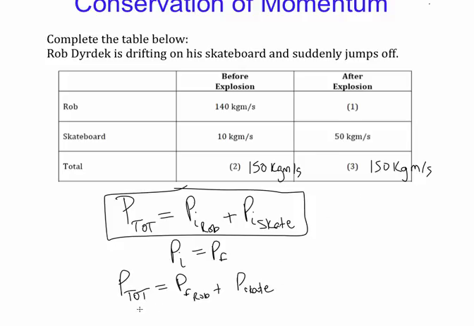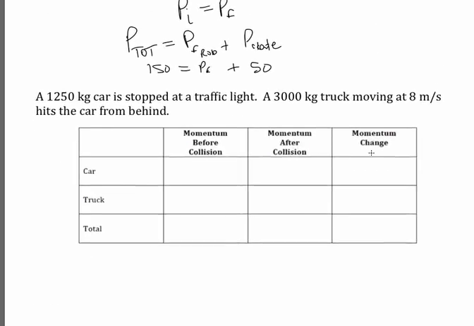Well, we know the total momentum is 150. I'm looking for the final momentum of Rob plus the final momentum of the skateboard, which was 50. So 150 minus 50 is going to give me 100 kilogram meters per second. And just look, we add those two up, it equals the total. The total before and after has to be the same. All right, let's take a look at a little more interesting one.